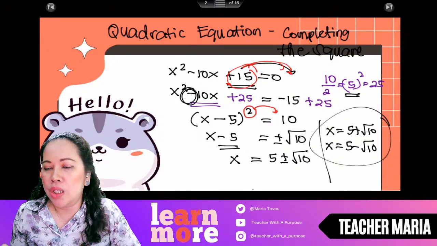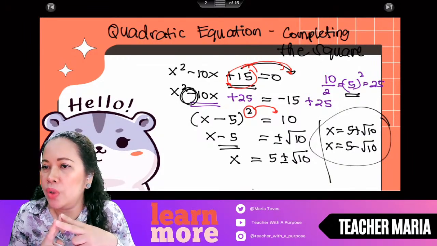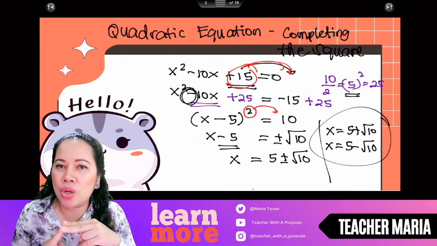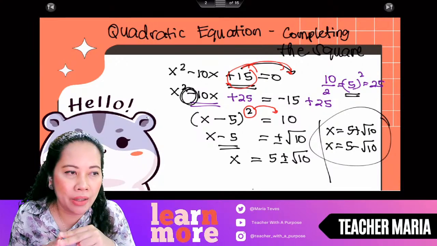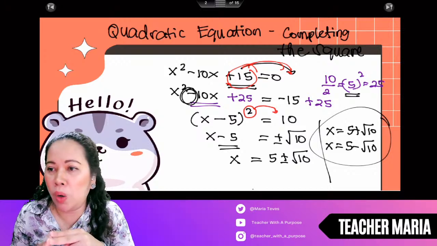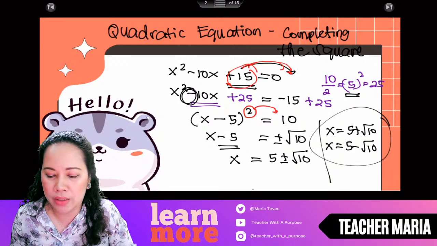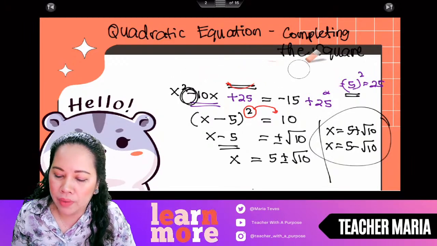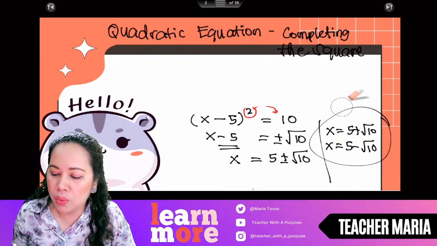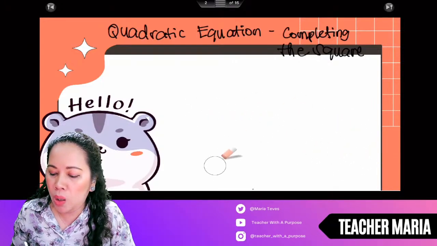All right. So the next two examples that I will show you is, what if the first term has a coefficient more than 1? What will you do if the coefficient is more than 1? Okay. What will you do if the coefficient is more than 1?